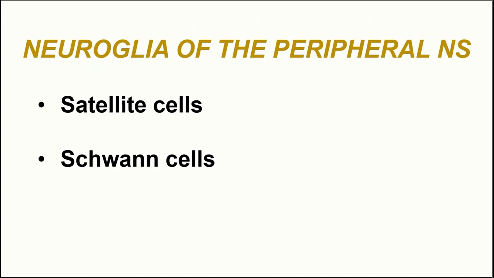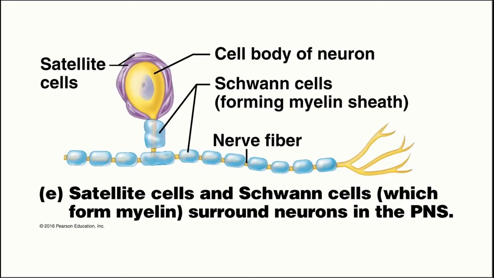Let's briefly turn our attention to the neuroglia of the peripheral nervous system. There are two types of neuroglia found within the peripheral nervous system. They are the satellite cells, and there's another cell type called the Schwann cell. We can see both of those cell types in this diagram here. The satellite cells are here in purple, surrounding the soma, or the cell body of this neuron here, and the Schwann cells we see as these little blue bubbles that are surrounding the axon of this neuron here.